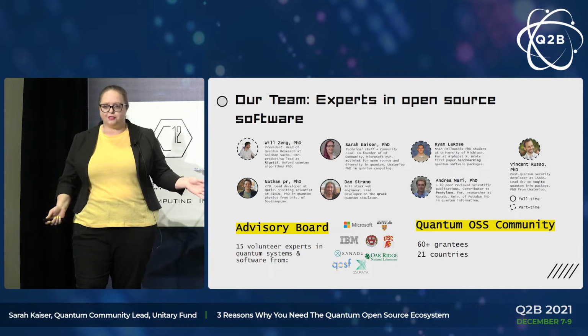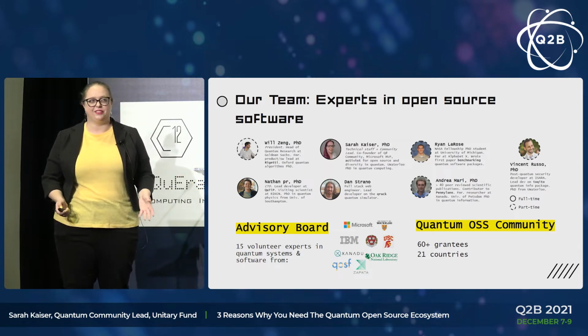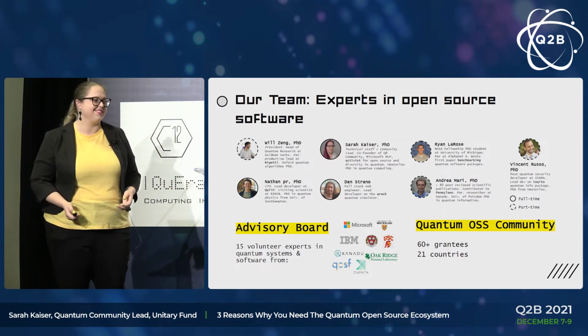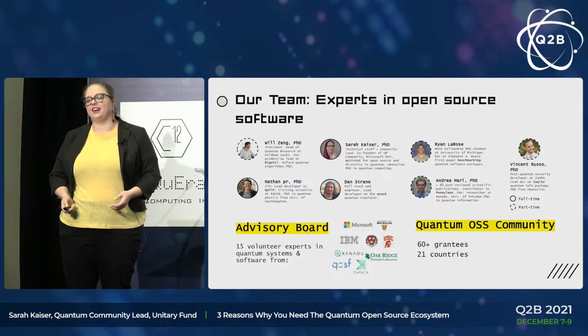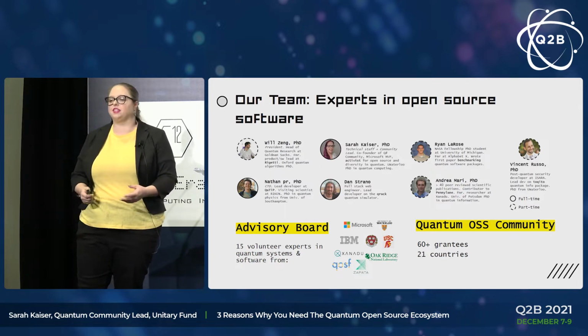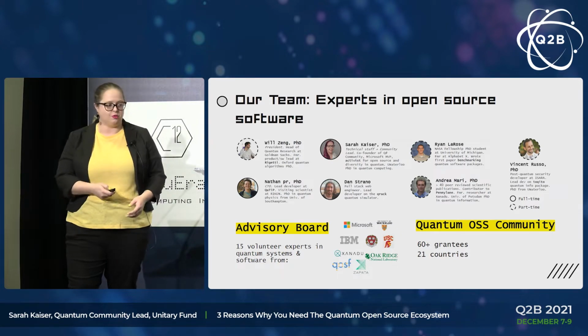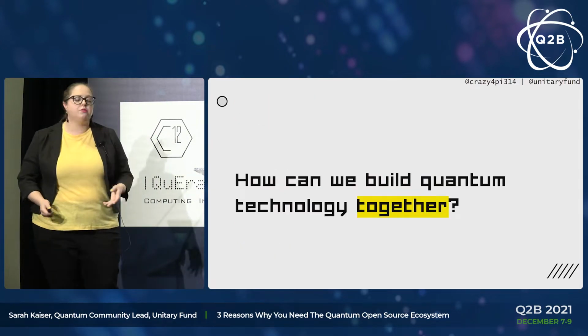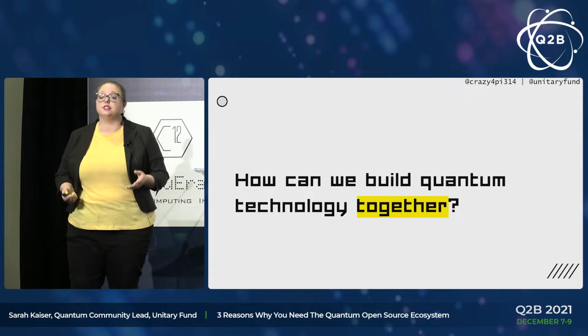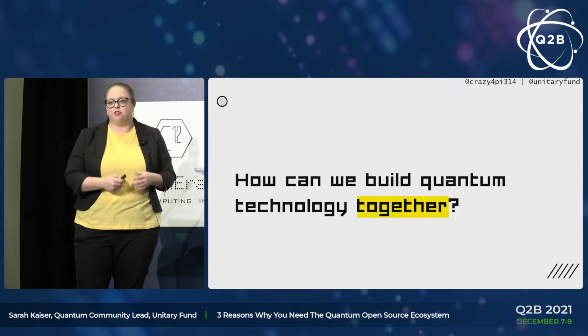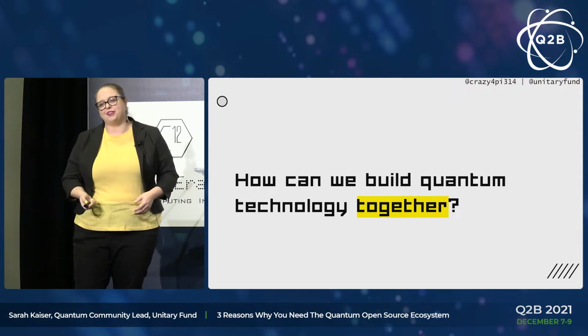So we're a globally distributed company. We literally don't have any physical headquarters, but it's been a really fun kind of experience to work on this team and actually bring together folks from all over the world. So how can we actually build quantum technologies together? If we want it to benefit everyone, probably everybody should be at the table.